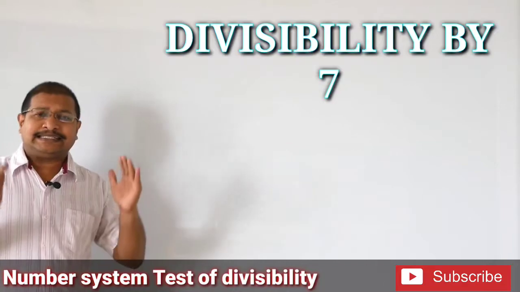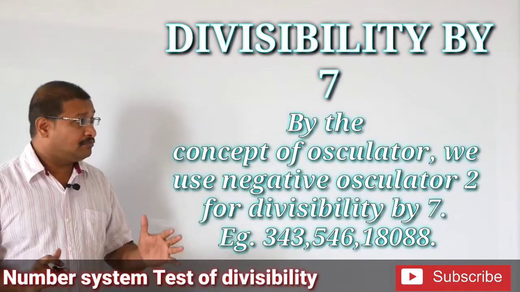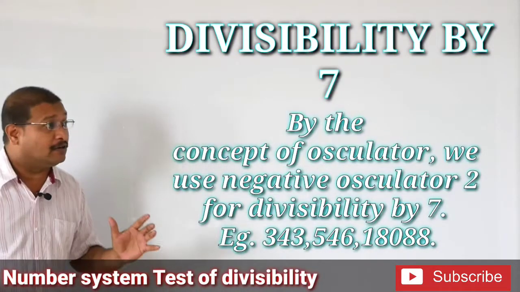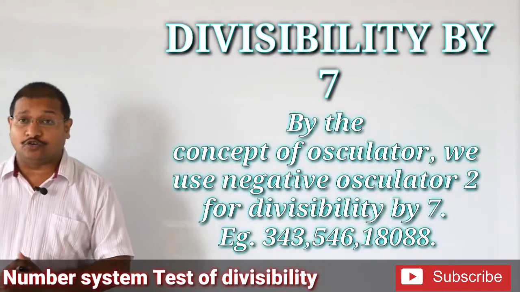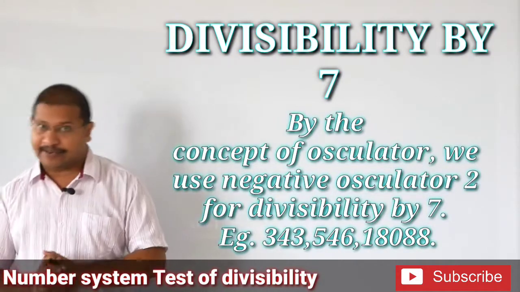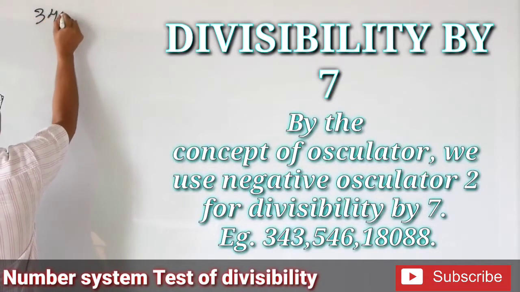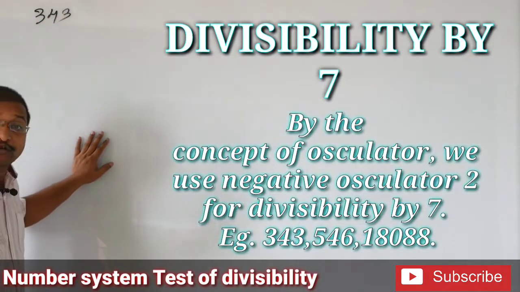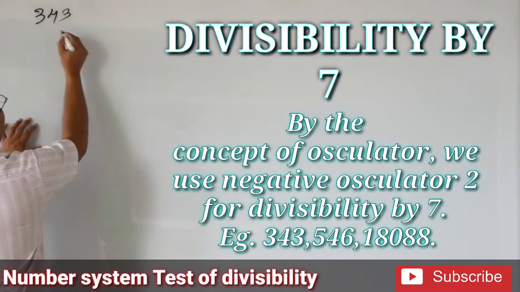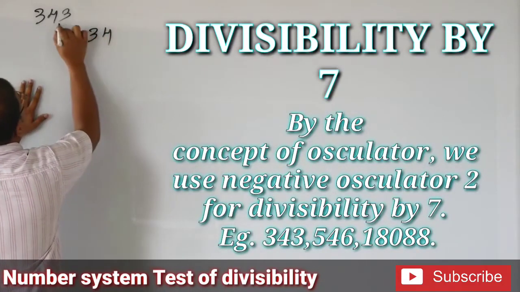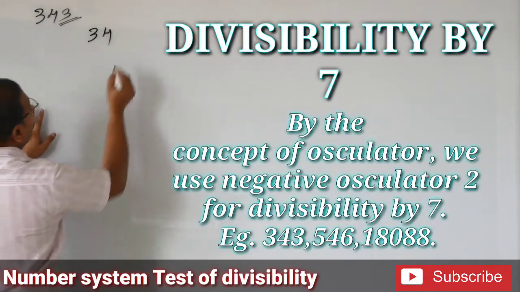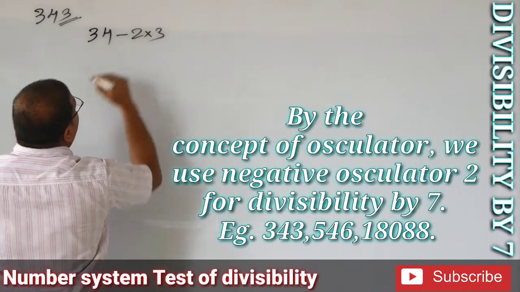Ready? Let us see divisibility by 7. By the concept of the oscillator, we use negative oscillator 2 for divisibility by 7. Ready? Let's see the number 343. See, negative oscillator 2. What will you do? Write 34, and for the last digit 3, write minus 2 into 3.